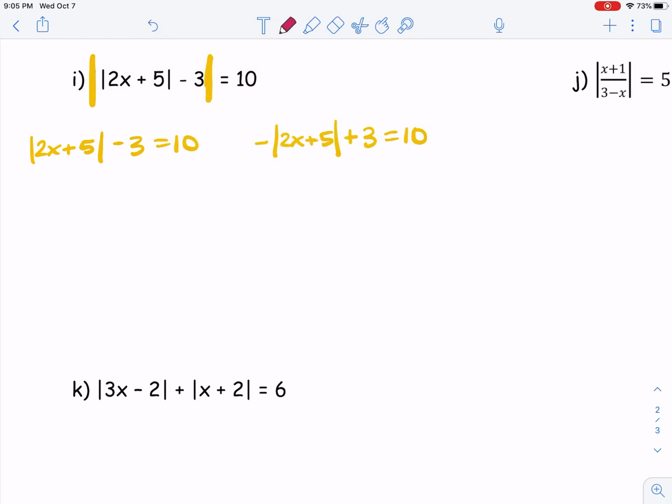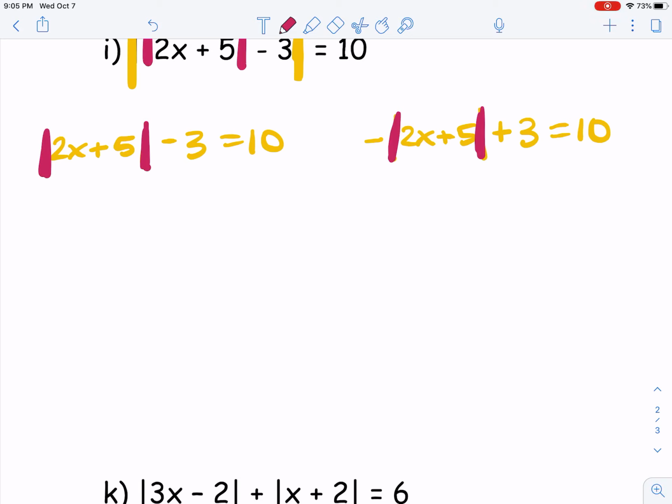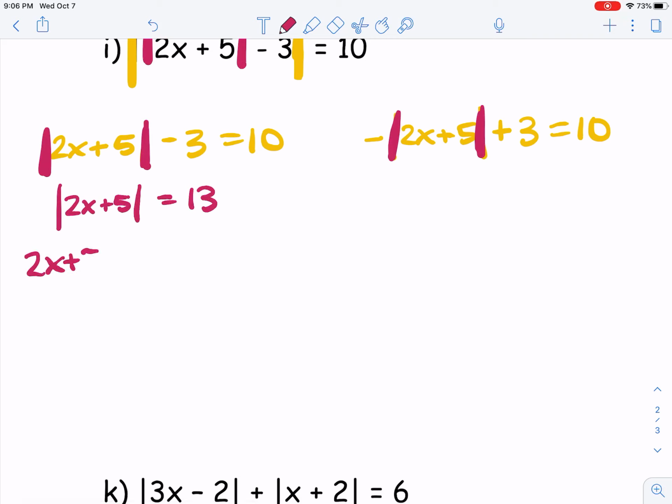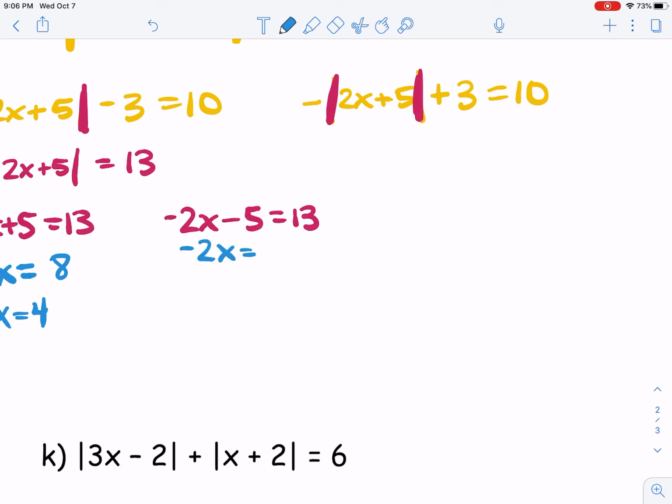So now I am looking at those inner absolute values. My goal in solving these equations is isolating that absolute value. Over here, to isolate that absolute value, I'm going to add my 3 over. So I have the absolute value of 2x plus 5 equaling 13. What can I do here? I can create two equations, a positive and a negative, and go ahead and solve. Let me change colors one more time. For this one, I would get 2x equaling 8, so x is 4. Over here, I would add my 5. I'd get 2x equaling 18, so x is equal to negative 9.